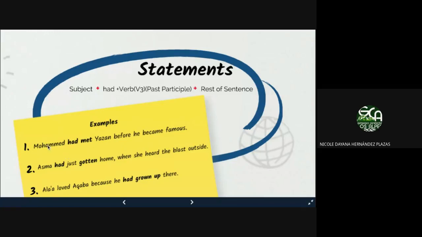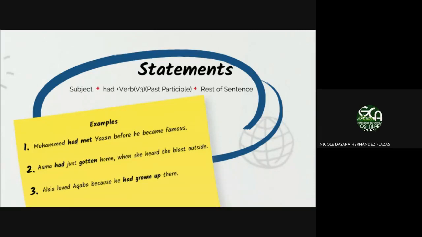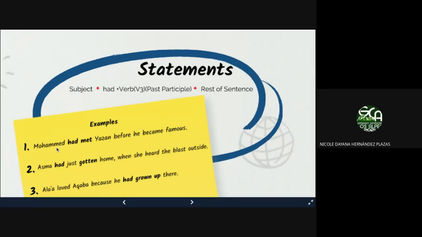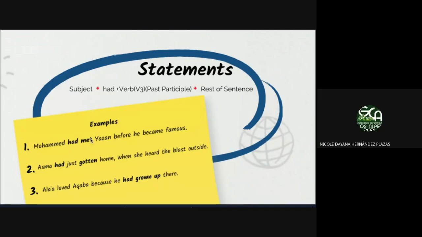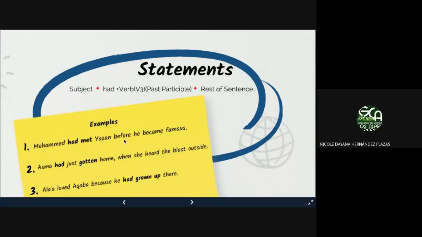What happened first? ¿Qué pasó primero acá? Who can tell me what happened first? That Muhammad met Yassam or that Yassam became famous? Mariana Poveda, tell me, what happened first? ¿Qué pasó primero? That Muhammad had met Yassam or that he became famous? Muhammad had met Yassam. That's it. Él primero lo conoció, después de que ya se conocían, pues él se volvió famoso.